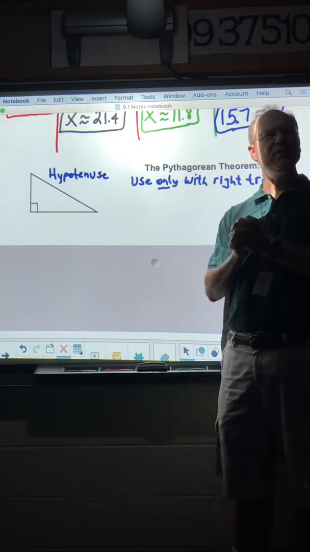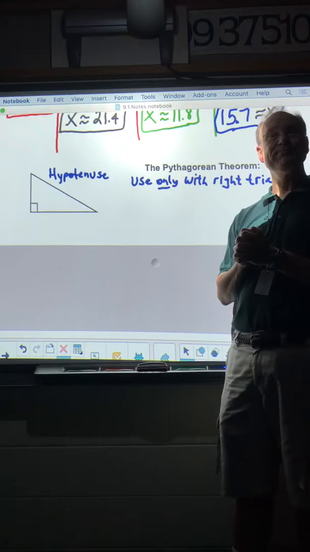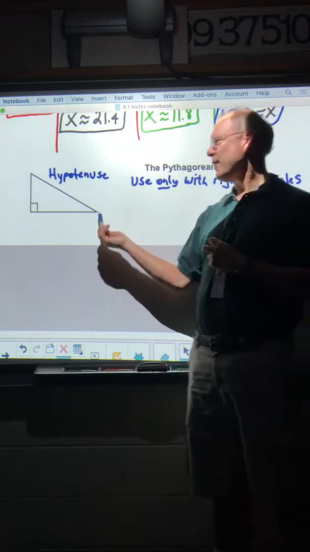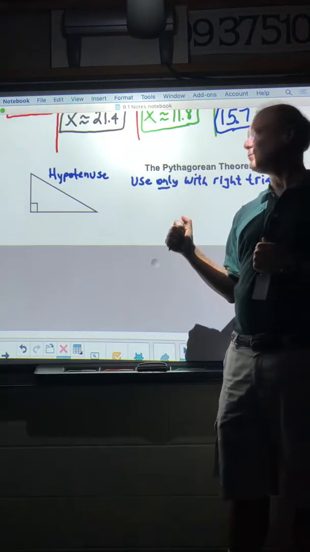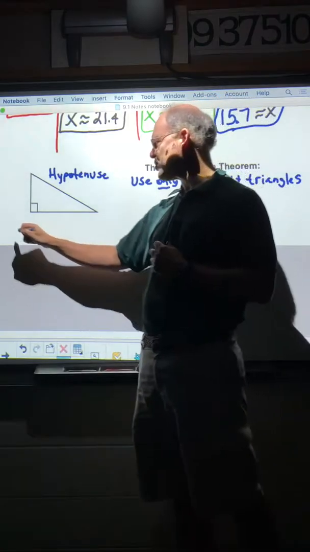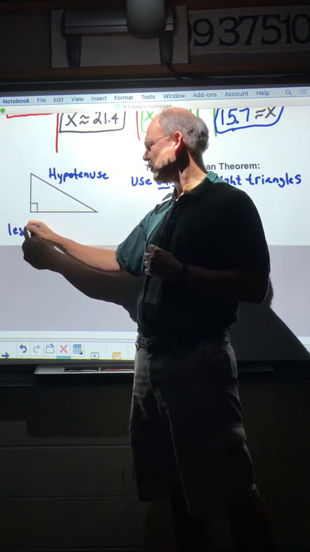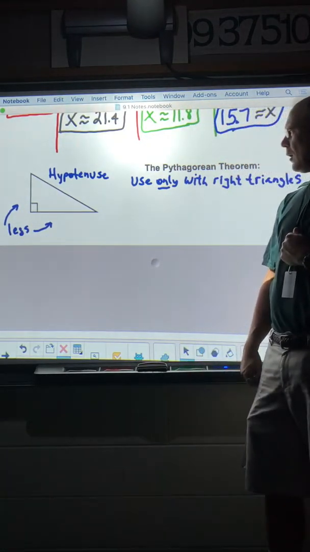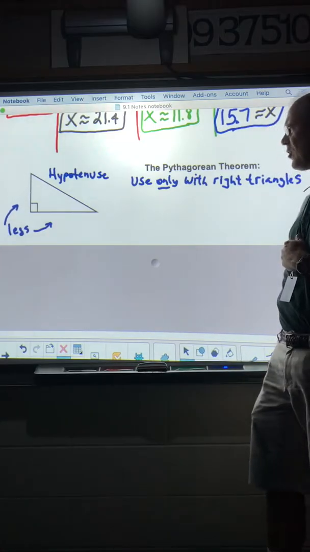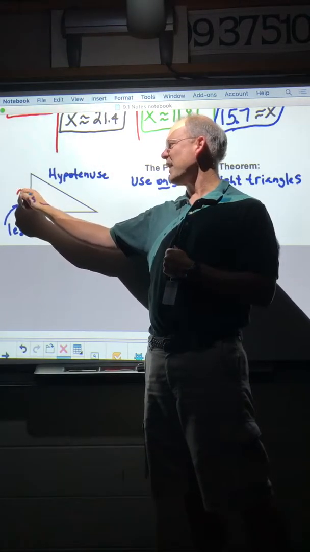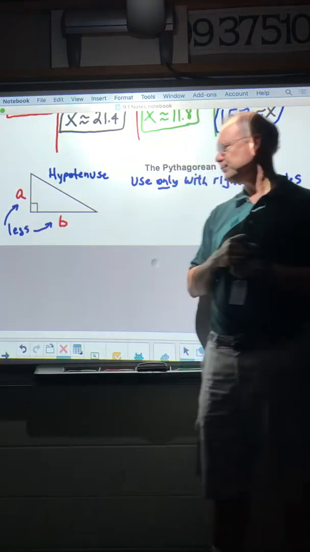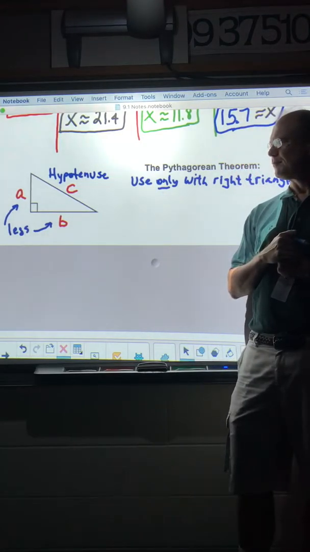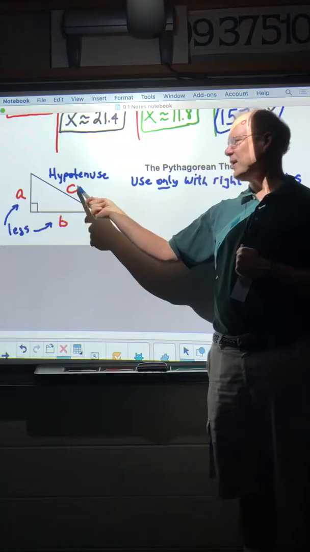Anything else you know about the hypotenuse of a right triangle? Did anyone say it's the longest side? The hypotenuse will always be the longest side. Okay. Then the other two sides are called legs. So with the Pythagorean theorem, we call the legs A and B, and the hypotenuse is C. A and B are the legs, the hypotenuse is C.